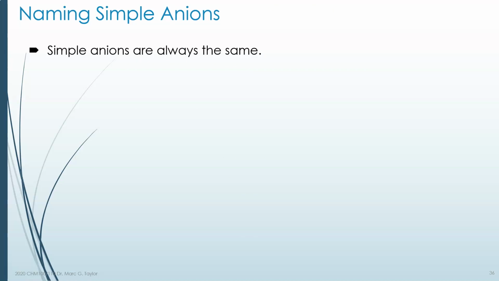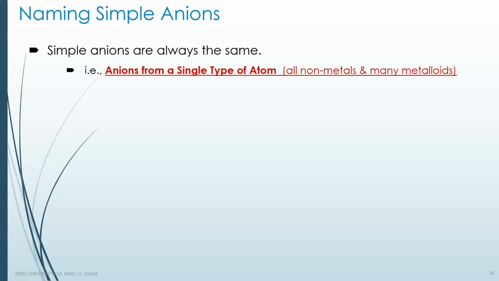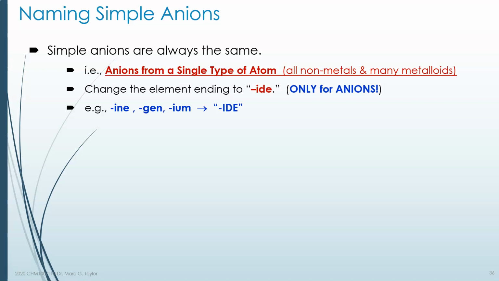Let's talk about naming the anions. Simple anions are always the same. And when I say simple anions, I mean anions made of only one kind of atom. So a single atom can have a charge, and we know what charge it is based on its position in the periodic table. But whenever you're going to name an anion, we take the name of the atom, chop off the ending, and add the letters IDE. So if you see IDE, you know you have an anion. There's no choice. It's always an anion.